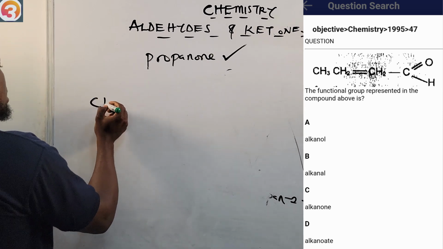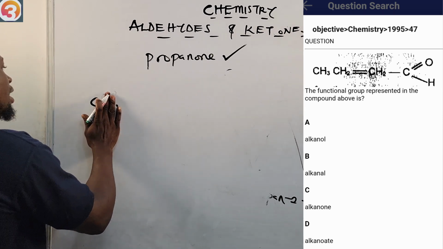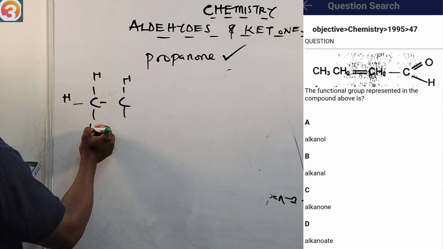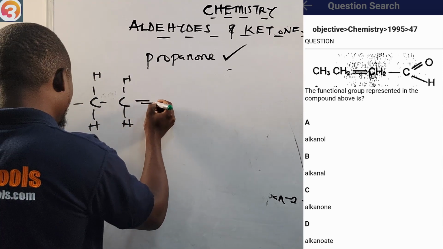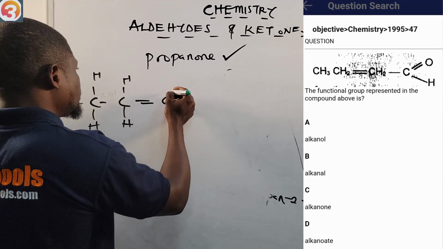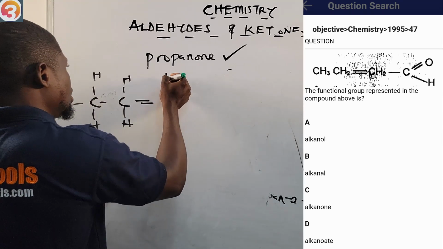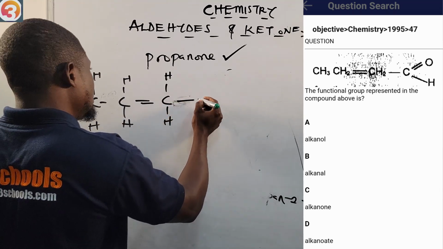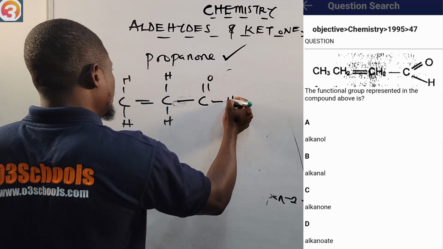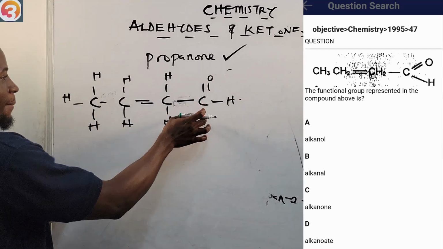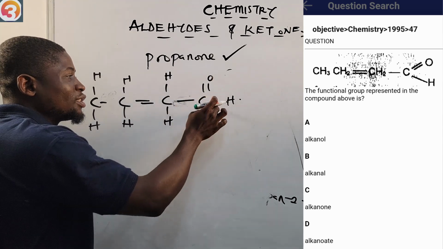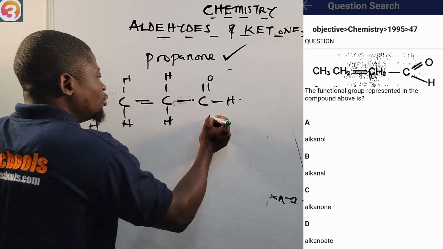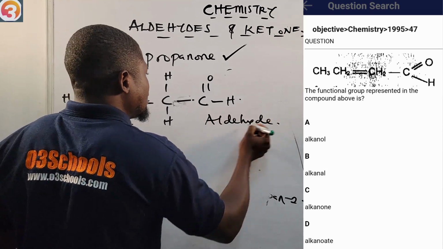So this is your CH3. Let me just draw the structure out completely. Then you have a CH2, with the hydrogens, then a carbon double bonded to O, with an H. As you can see, this carbonyl group is at the end of the chain. So that's why this will be an aldehyde. It's definitely an aldehyde.